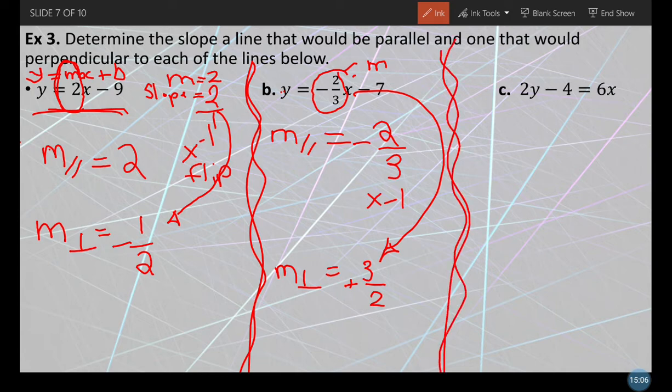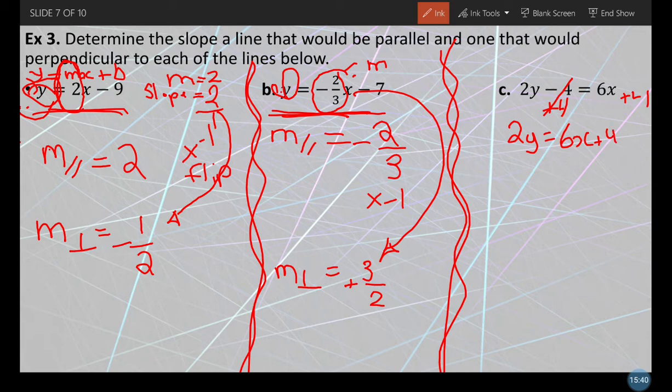Okay. Another example, 2y minus 4 equals 6x. And they say, find a parallel and perpendicular slope. Here's where we run into a problem. Right now, I can't tell anything from this equation, because in order to tell slope, I need y by itself. And that's not what's happening here. So I need to get rid of everything else that's on the same side as y. So I would add 4, and what I do to one side, I do to the other, because this is an equality. So I'm left with 2y equals 6x plus 4.